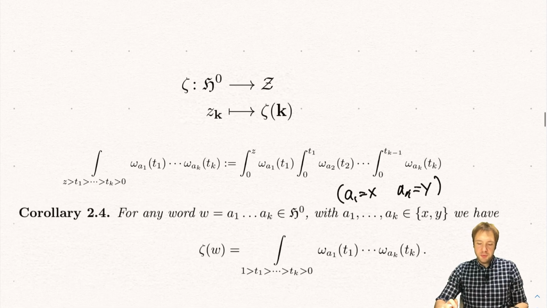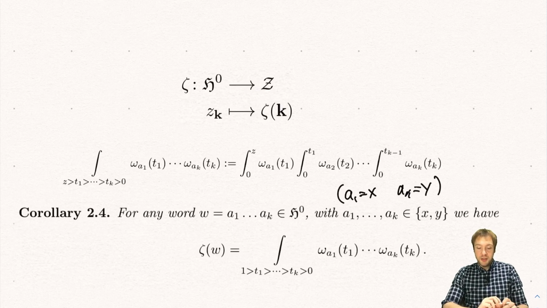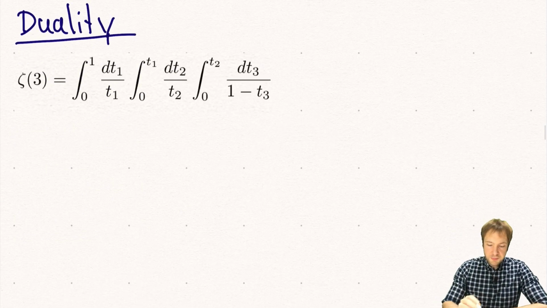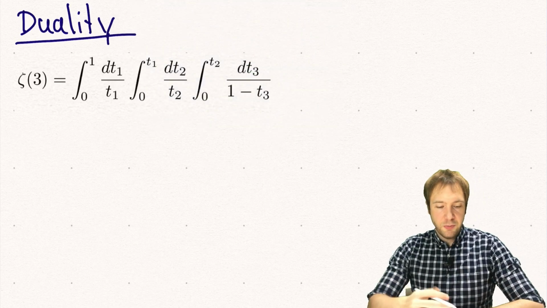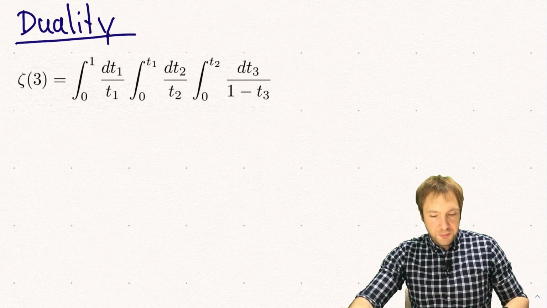And now we want to give one nice application of this iterated integral expression, which gives us a linear combination among multiple zeta values. And this is called duality. And before I state the general statement, I want to give you one explicit example.